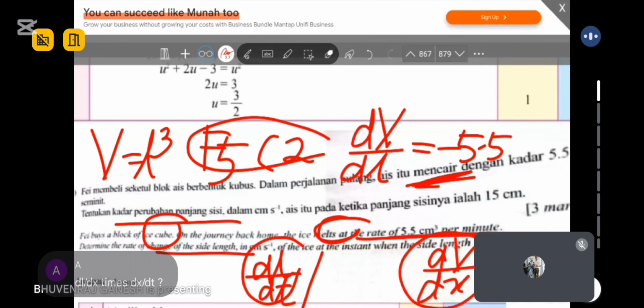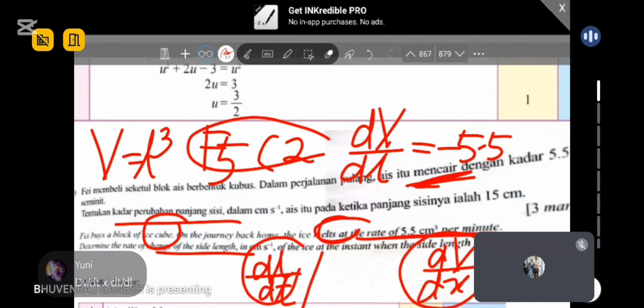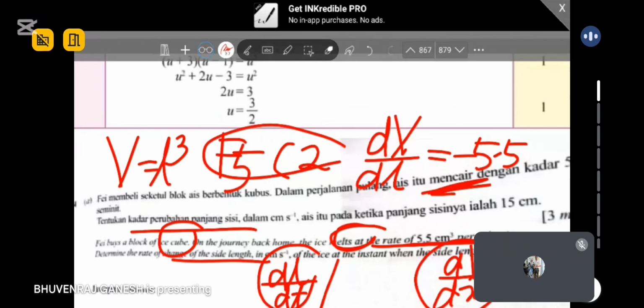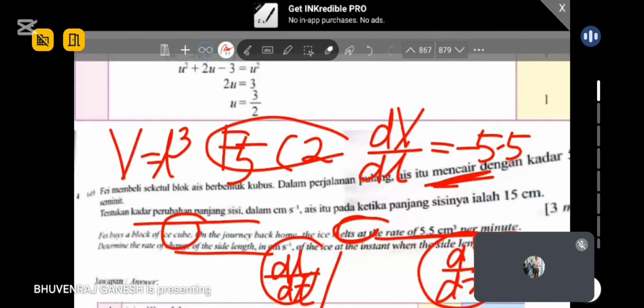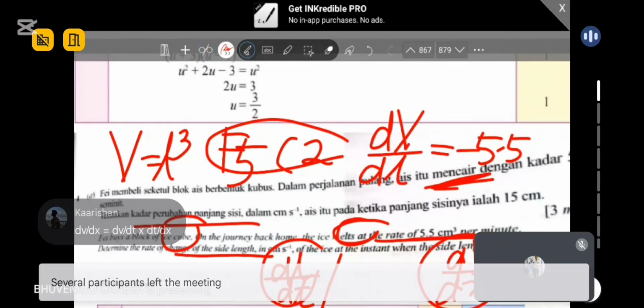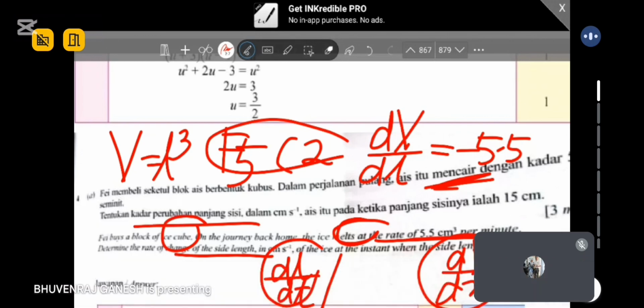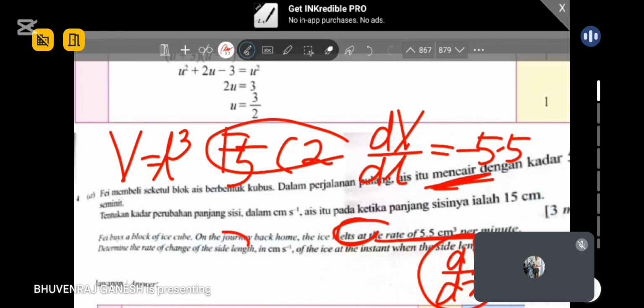Yes? dl over dx times dx over dt. Wait, dv over dt times dt over dl. Okay. Guys, you must know what you're finding now. Kamu kena tahu apa yang kamu kena cari, guys. Guys, calm down, calm down. Okay, sabar. They ask you to find the rate of change of side length.